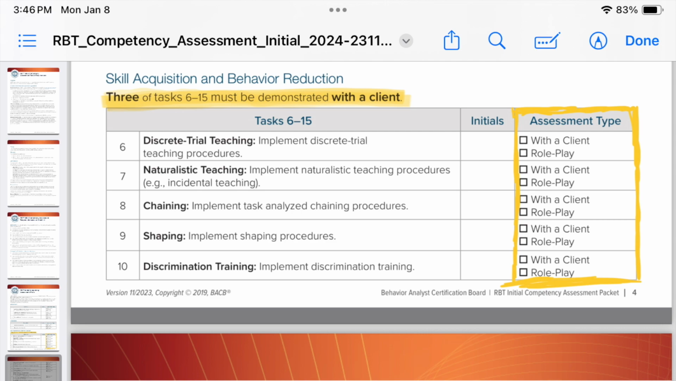And you don't get to choose which one you're going to do with the client. The person conducting the exam is going to choose which one you're going to do with the client. So you have to know how to do all of them. It says right on top of that form where it says tasks 6 through 15, that 3 of tasks 6 through 15 must be demonstrated with a client. I just wanted to let you know that so you're not surprised when you take your exam.